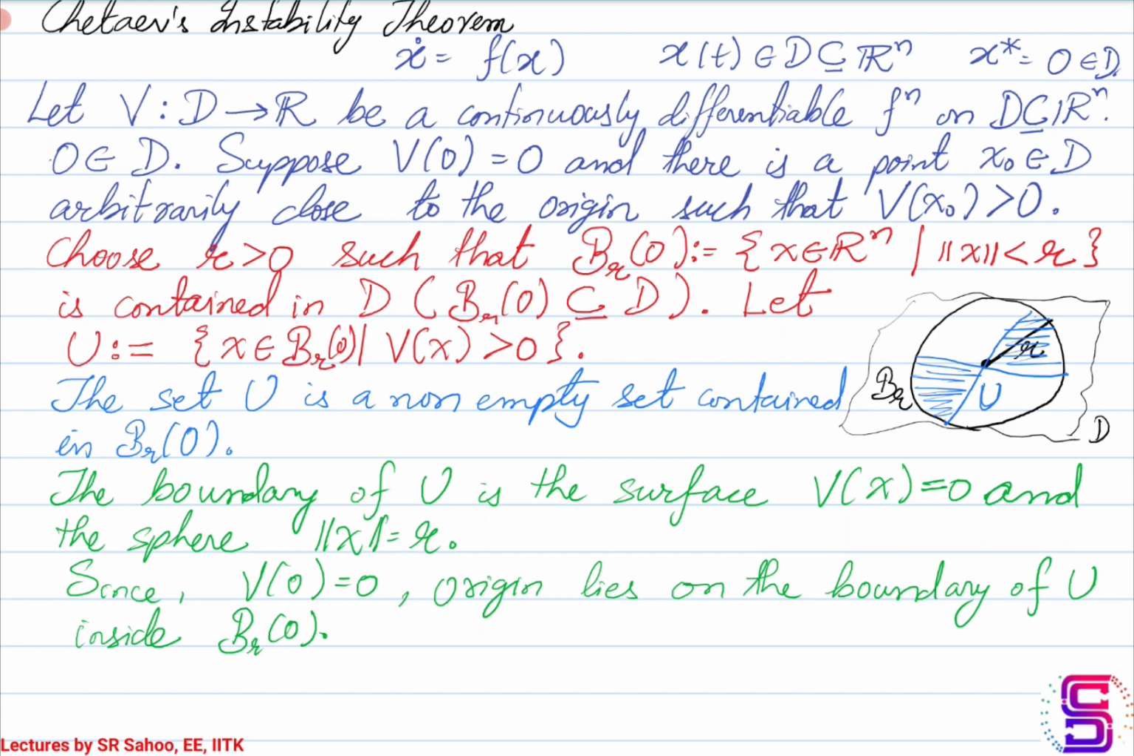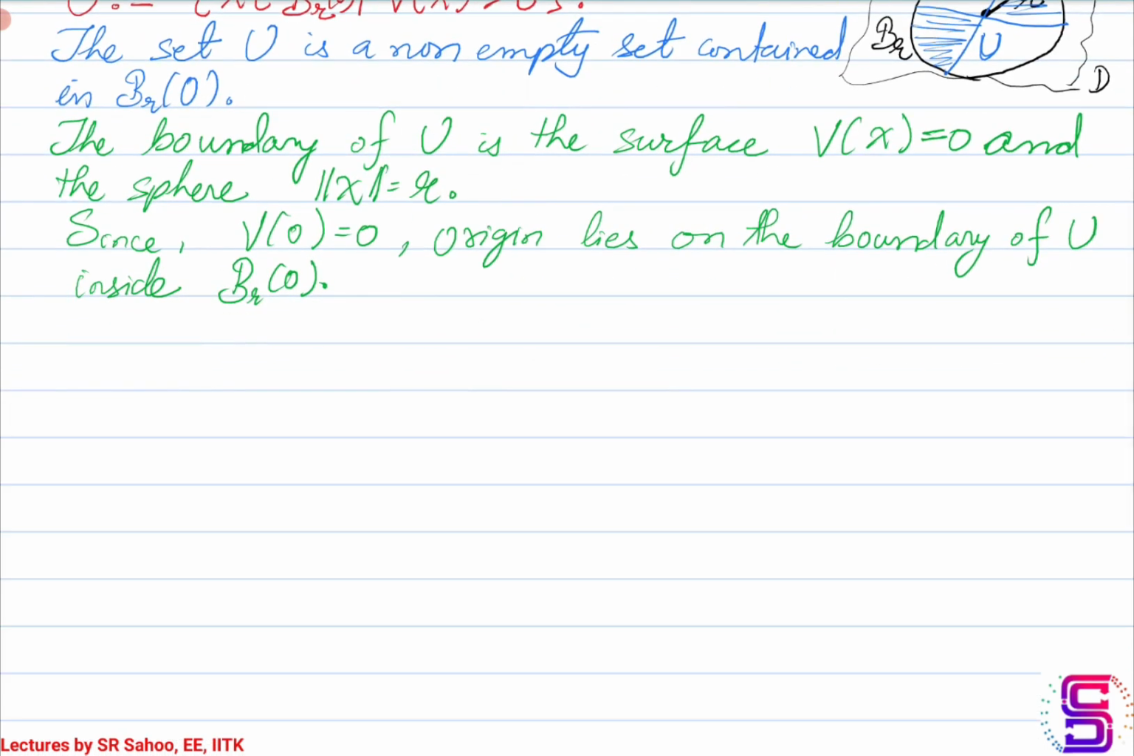So this is what the construction is, and by definition of V, because V of 0 is 0, the origin lies on the boundary of U. Okay, it's a boundary point of U. It is not in U. But it is inside the ball BR that has been defined. So we have done our construction. We have a V which has certain properties, and we are able to find a region which satisfies these properties. Now let's see with these properties how we can proceed to establish that the equilibrium point, which is origin in this case, is unstable.